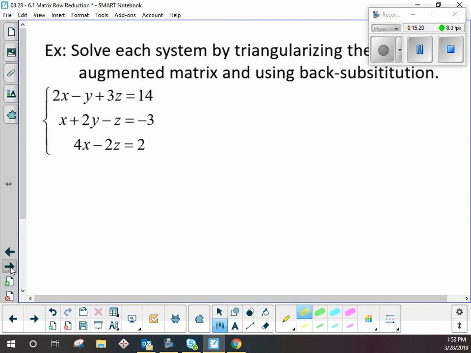I'm not even asking you to do any math. I want you to take this system of equations and write it as an augmented matrix.